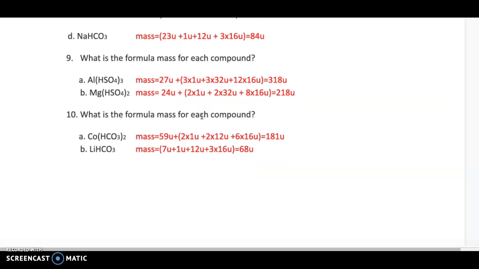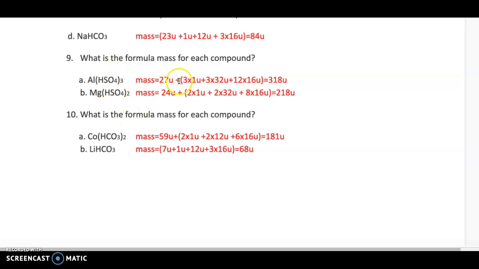Okay, let me show you an example that has parentheses. When you have something in parentheses and there's 3 on the bottom of these parentheses, it means that you have to multiply each element by 3. So aluminum is only 1. That's why we write 27 units. This is the atomic mass for aluminum.